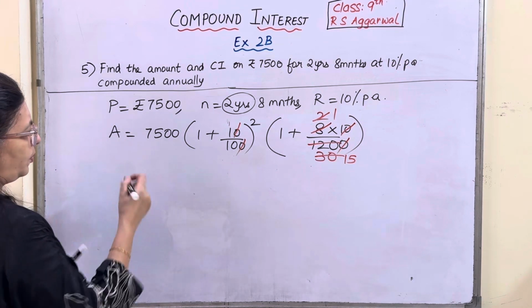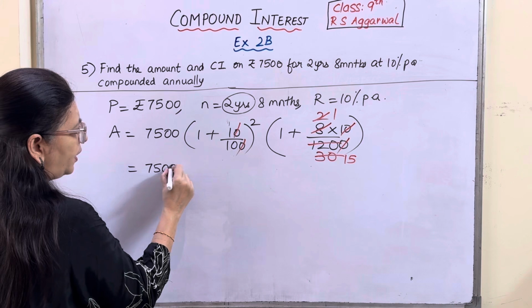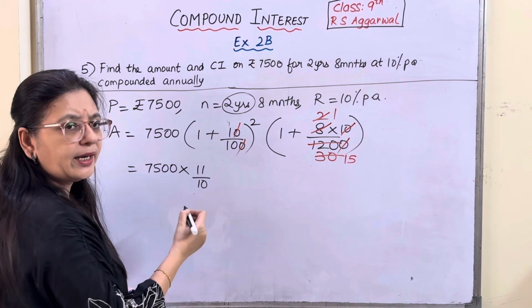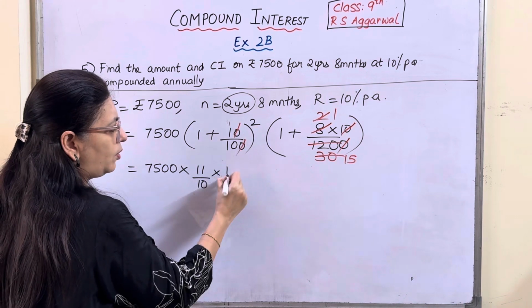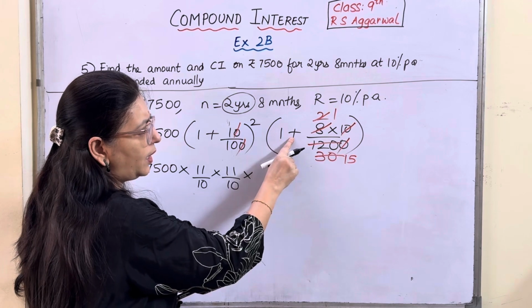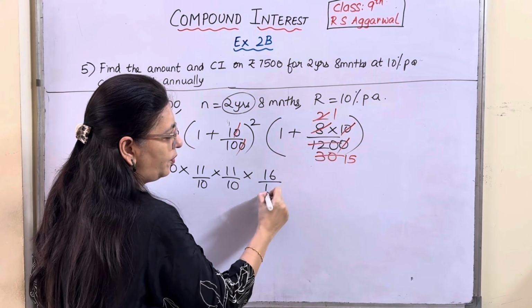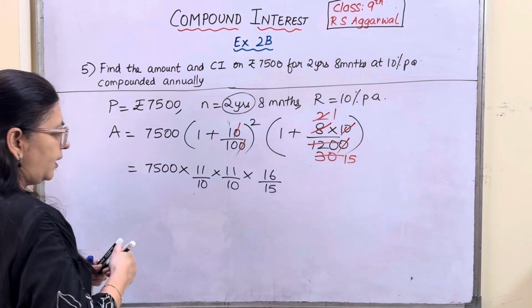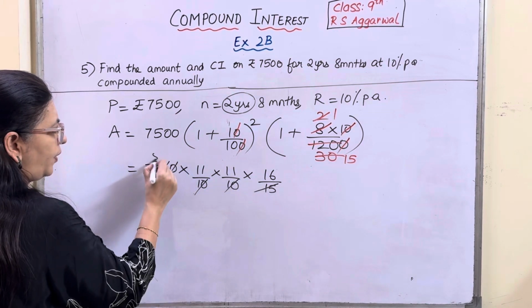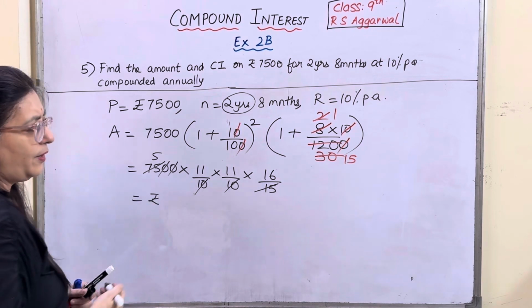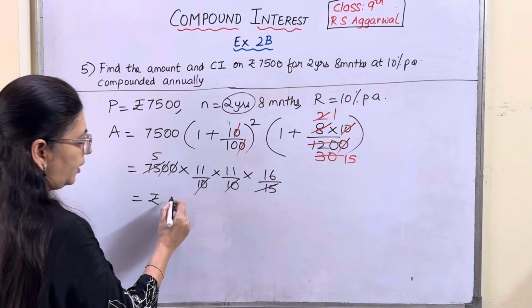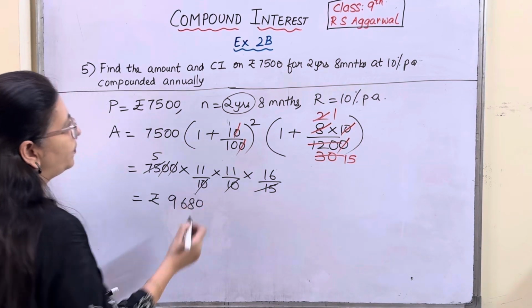Okay? Now the answer would be 7,500 into 10 plus 1 is 11 upon 10 after taking the LCM 2 times. So into 11 upon 10 times, this is 15. 15 plus 1, it is 16 upon 15. Okay, let's reduce it. 0 0 cut, 0 0 cut. 15 5s are. So answer is 11 times 11 is 121. 120. So this answer is 9680.